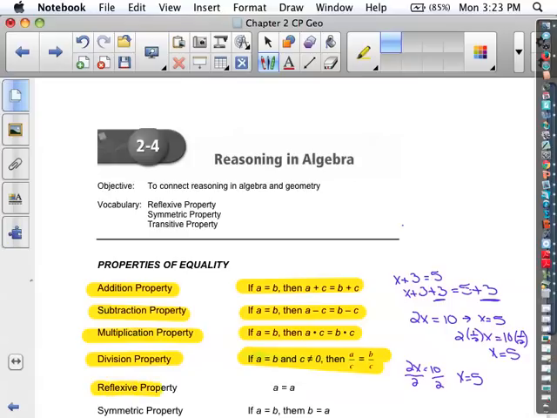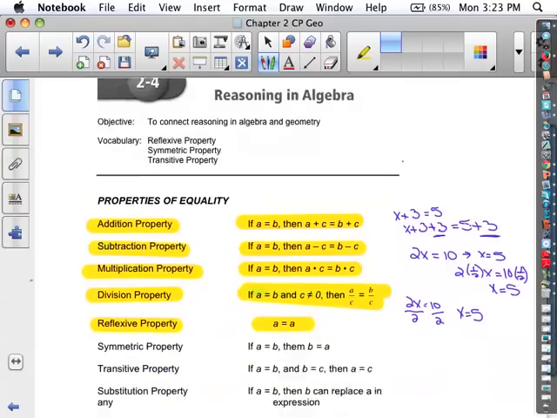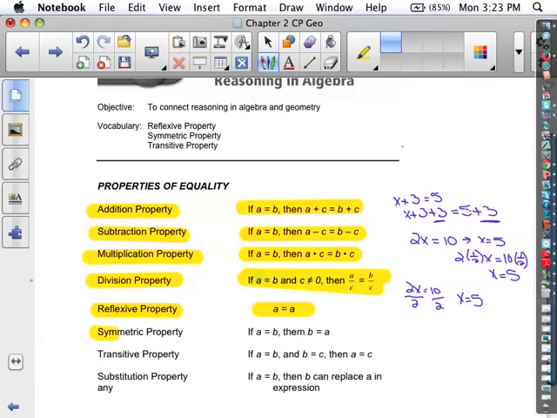The reflexive property will make a lot more sense when we actually encounter that, and that just says that A is equal to A. The symmetric property says that if A is equal to B, B is equal to A. So if I reverse those, they're still equal. Transitive property says if A is equal to B and B is equal to C, then A is equal to C. You can take that middle part out. Sort of looks like the law of syllogism, only in algebra we're going to call it the transitive property.